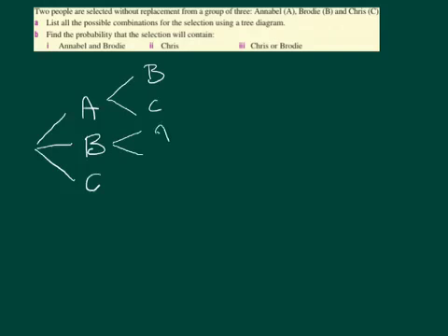So let's start with a tree diagram. To begin with, we've got three choices that can be made: Annabelle, Brody, and Chris. Now, since the people are selected without replacement, if we select Annabelle, we have to select either Brody or Chris next. If we select Brody, we have a choice of Annabelle or Chris. And if we select Chris first, we have a selection of Annabelle or Brody.